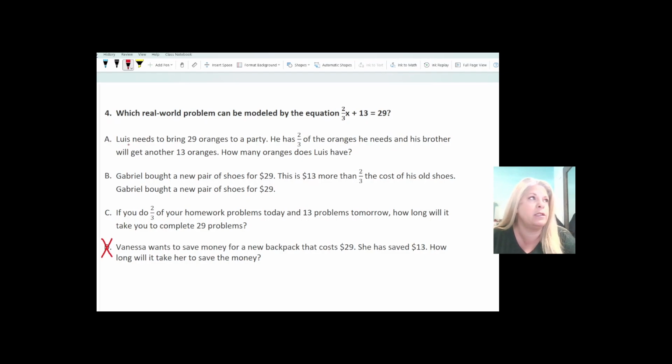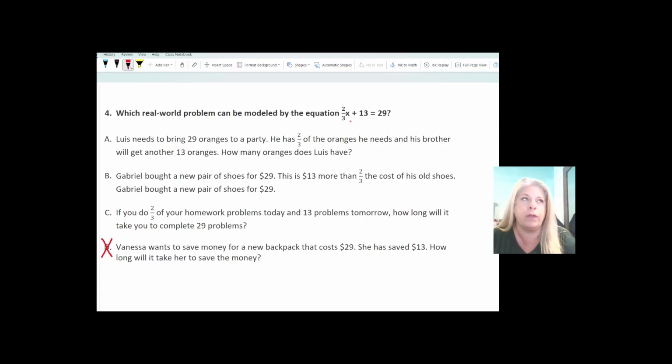So let's start with A. It says Lewis needs to bring 29 oranges to a party. So we do have 29 there being the total. He has 2/3 of the oranges. So that would mean 2/3 of 29. So you have to be careful here. 2/3 of x means 2/3 of something unknown.